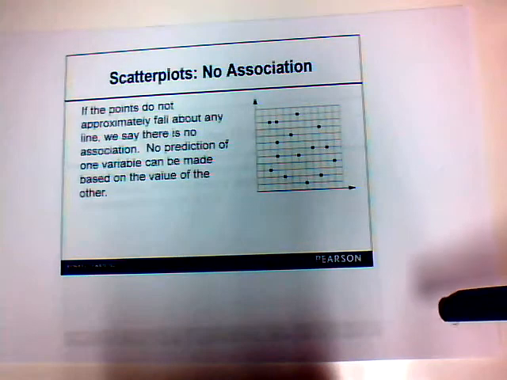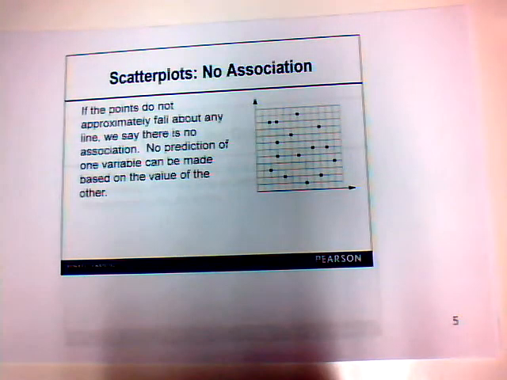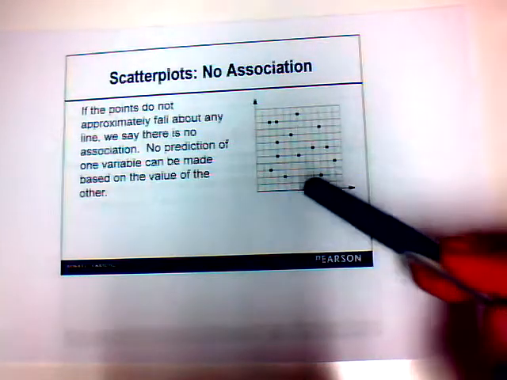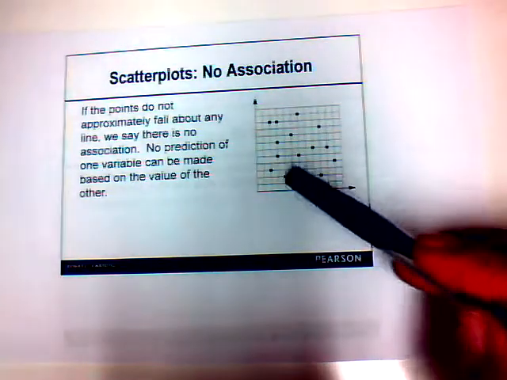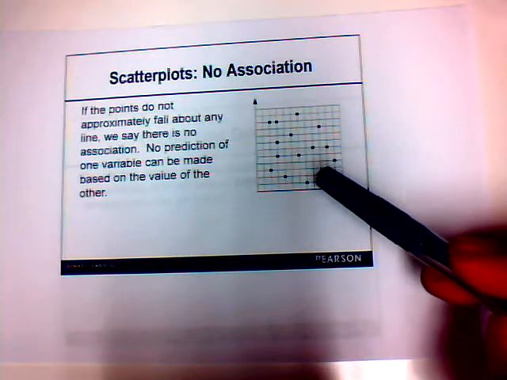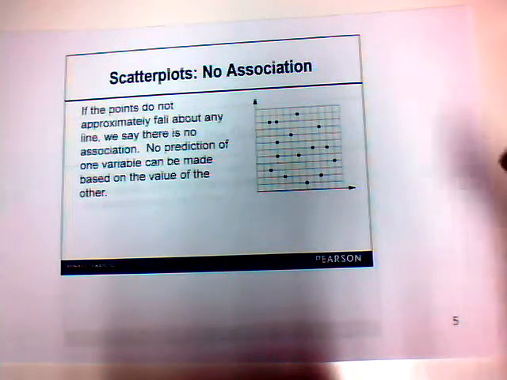And the third is no association. If the points do not approximately fall about any line, then we say that there is no association. That means that these points are just scattered all over the place, and there is no association, which means no prediction of one variable can be made based on the value of the other.